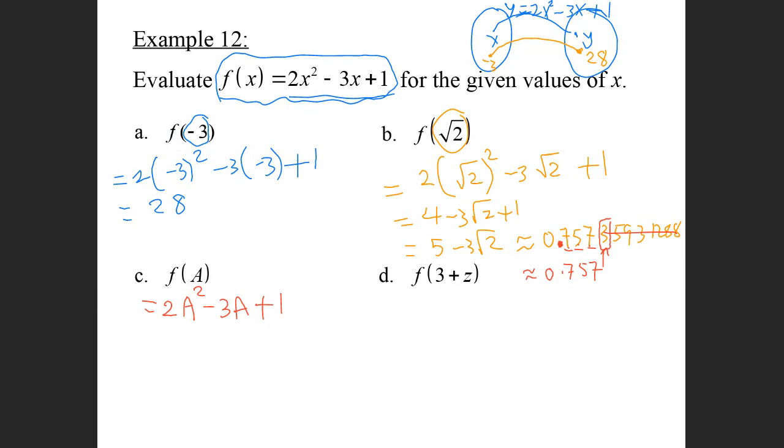The last one is to find f of 3 plus z. So replace each x with 3 plus z. So 2x squared minus 3 times x plus 1. You have to replace each x with 3 plus z. 3 plus z, 3 plus z. And you need to simplify.